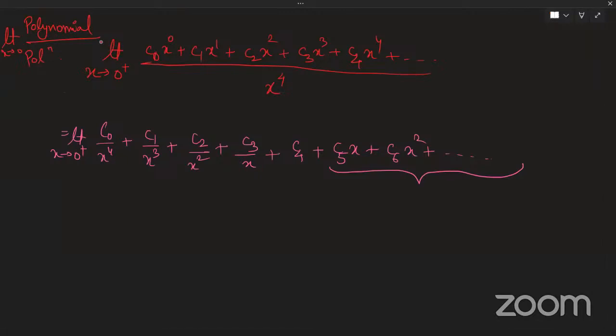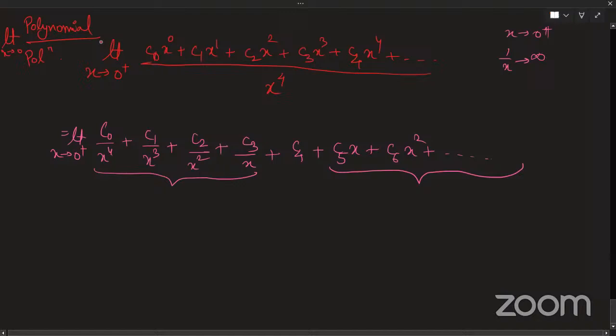And what about the other terms? If x is tending to 0, where is 1 by x tending to? Sir, it is 0 plus, infinity. Okay, infinity. So what will happen to these terms? Same, sir, they will go to infinity. Correct, they will go to plus infinity.